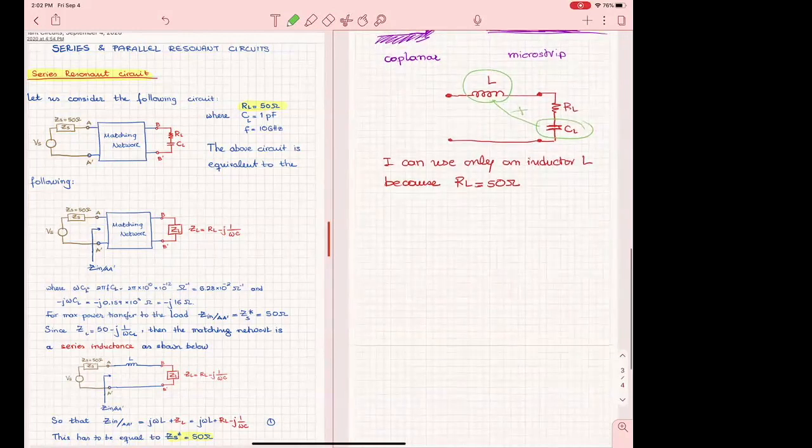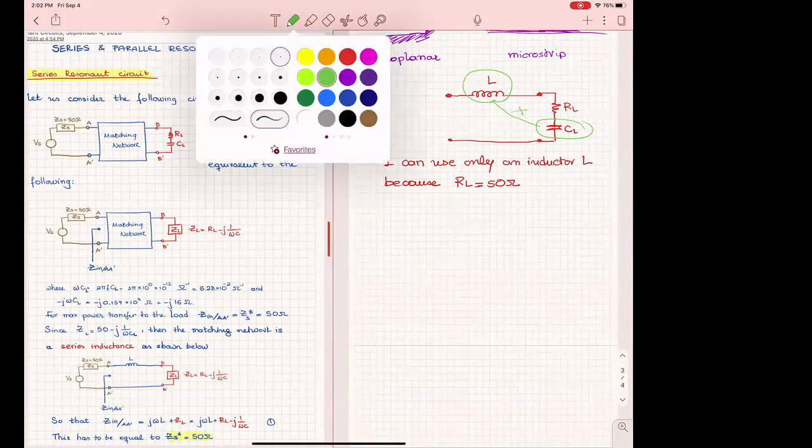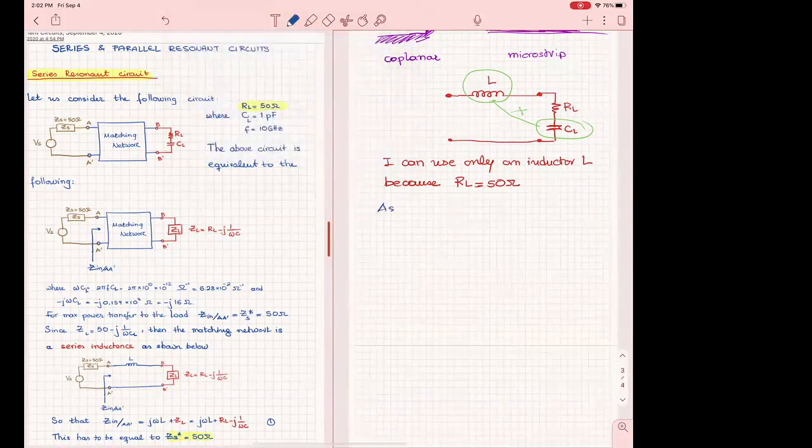What would happen if RL were 80 ohms? Assume now that RL is 80 ohms. Would I be able to use only lumped elements in the matching network? What do you think? No. No. What would I have to do?